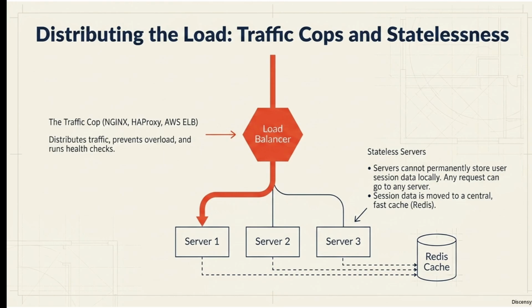In that way, we have something called a load balancer on the computation side, which works like a traffic cop, and could be NGINX, HAProxy, AWS ELB, and all those which work like a traffic cop on the computation side. They distribute traffic, prevent overload, and run health checks.